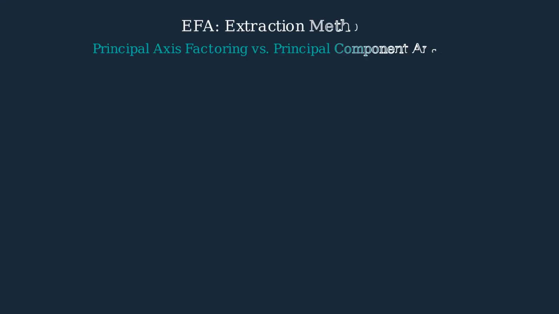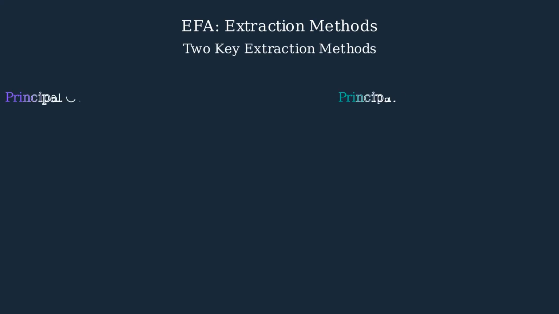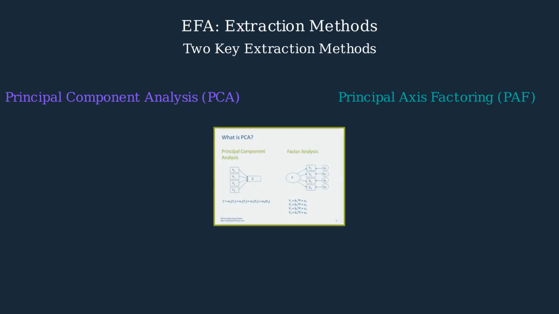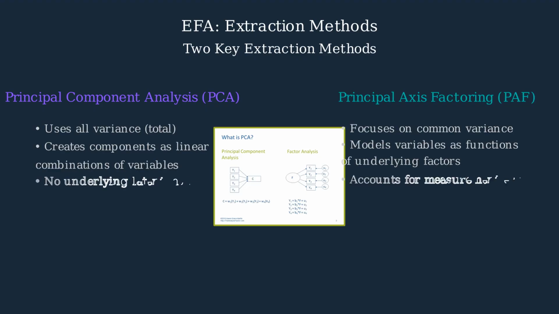Extraction methods are crucial in exploratory factor analysis for identifying underlying factors. Let's compare two major extraction methods: principal component analysis and principal axis factoring. This diagram illustrates the fundamental conceptual difference between these approaches. PCA treats components as linear combinations of variables using total variance. PAF models variables as functions of latent factors, focusing on common variance.